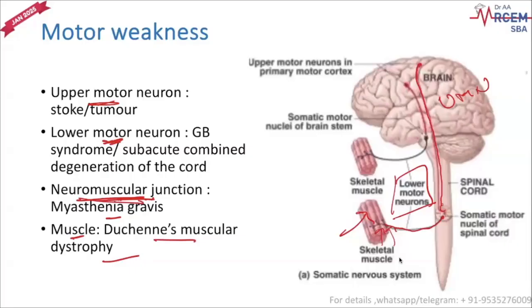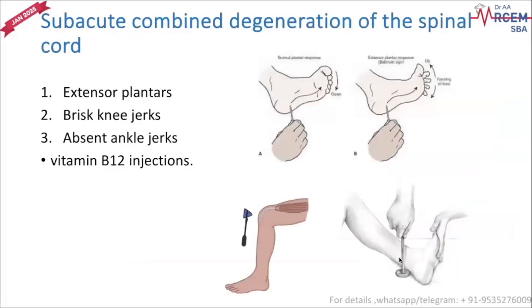What do you need to be aware of? Upper motor, already we have learned about, like a stroke or a tumor. What do you need to be aware of? First one we are seeing is subacute combined degeneration of the spinal cord, which involves the lower motor neuron here. They classically present with a triad.